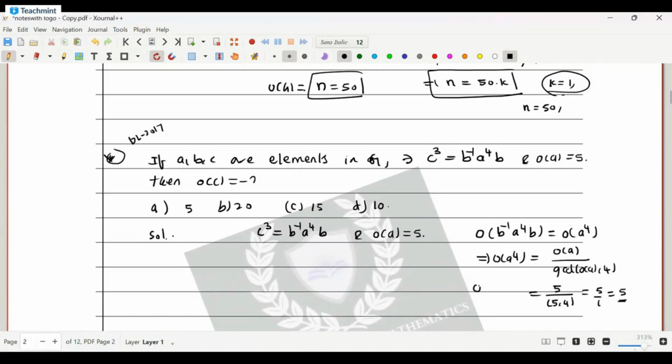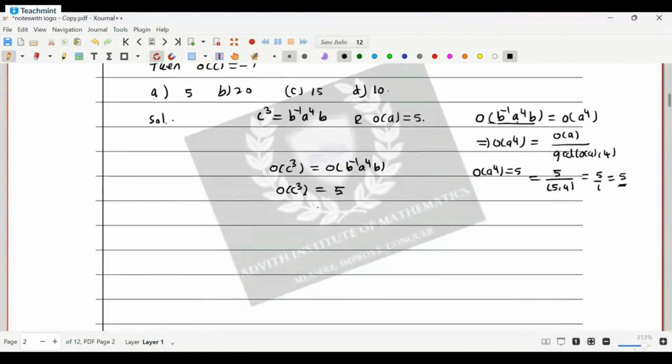Therefore the order of a power 4 is equal to 5, but we know that b inverse a power 4 b is equal to c cube, sir. So the order of c cube is also equal to the order of b inverse a power 4 b, which is equal to the order of a power 4, which is 5. If the order of c cube is equal to 5, then c cube all power 5 is equal to identity, which implies c power 15 is equal to e. So the order of c should divide 15, sir.